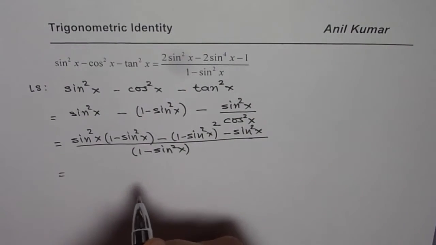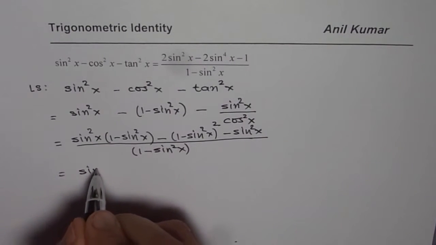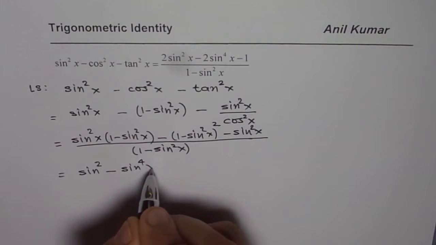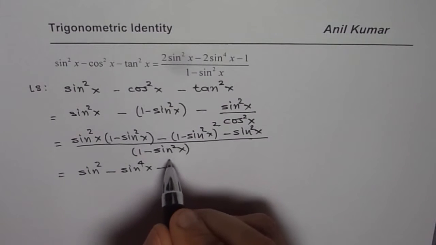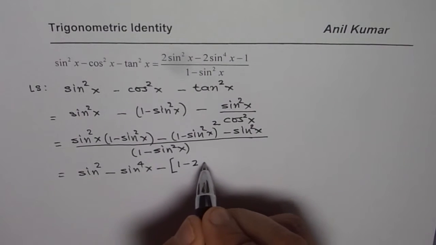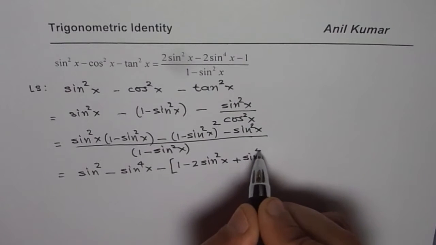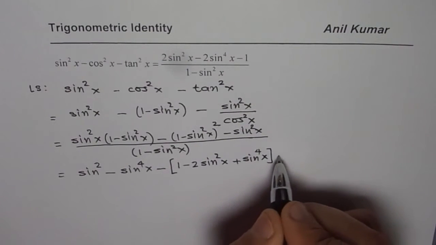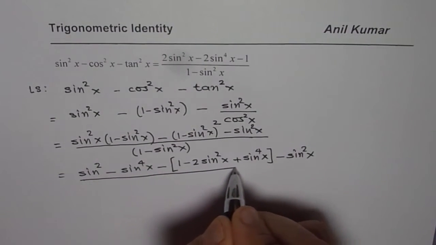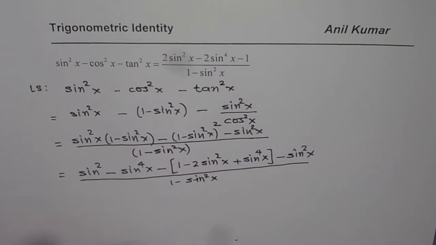Now let us expand and simplify. So when I expand this expression, we get sin square x minus sin to the power of 4x minus, so here let me put it in square brackets. Let me expand this: 1 minus 2 times sin square x plus sin to the power of 4x, correct? And I have minus sin square x. Everything divided by 1 minus sin square x.